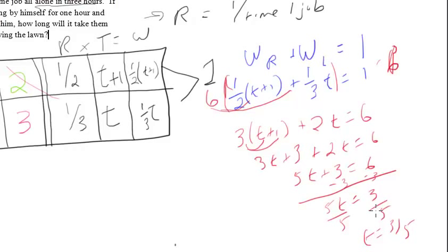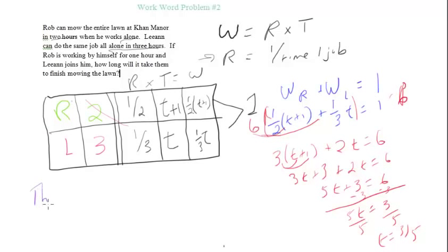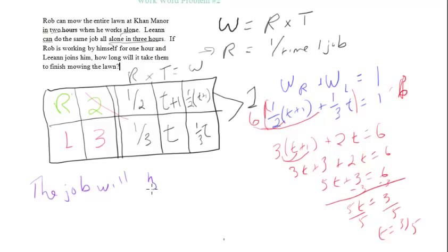So that means the answer to our question is that the job will be finished in 3/5 of an hour. That's also how long Leanne worked. Rob actually worked 1 3/5 hours, but that's not the answer to the question. We don't know how long they worked together.